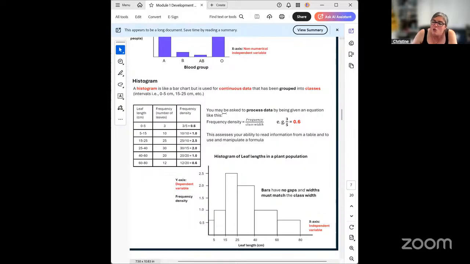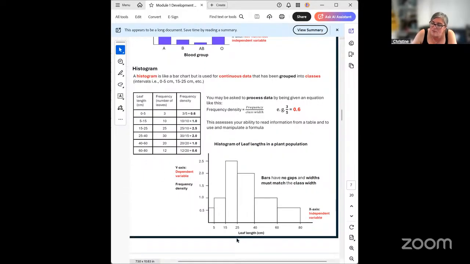So then you may be asked to process the data. So if I'm asked 3 out of 5 to get that frequency data, that would therefore be 0.6. And then you would plot it out. Now it's important to note that the histogram has a title. The y-axis is your dependent variable, which is my frequency density. My x-axis is going to be my leaf length in centimeters.